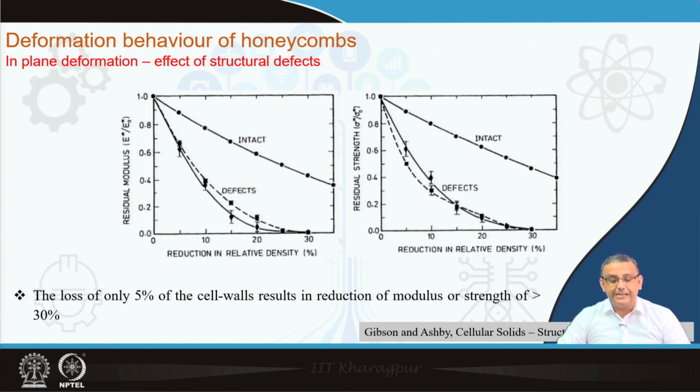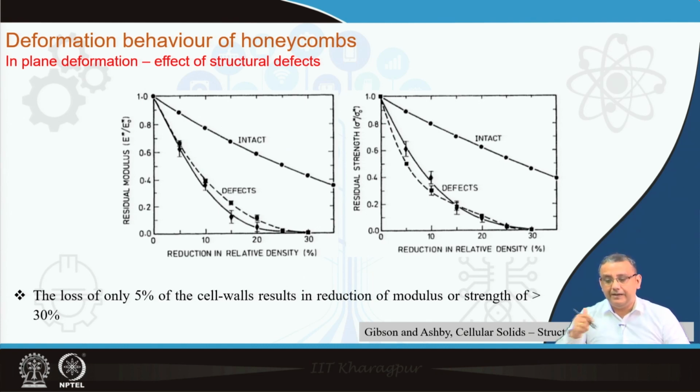In these images, the curve marked "intact" shows the drop in material property, both strength and modulus, for a perfect honeycomb. That means in these cases where the intact curves are shown, there are no defects in the structure, and whatever reduction in density is occurring is because of cell wall thinning.